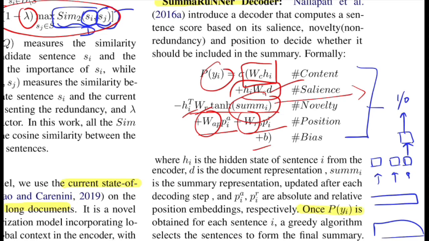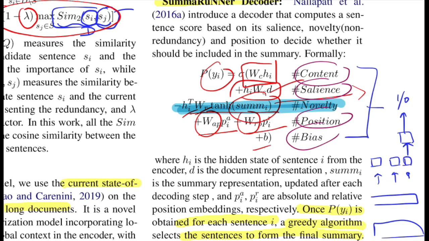And once you have P of yi for every sentence i, you basically use greedy decoding and then select the top k sentences across all the sentences that you have to constitute the final summary. So this novelty term that you see is taking care of the redundancy part, what we were talking about. But clearly here also it's taking it in an implicit way, because it's one of the factors across many other factors that can be tweaked to have a higher probability for a sentence i. So clearly this is not directly supervised over here.